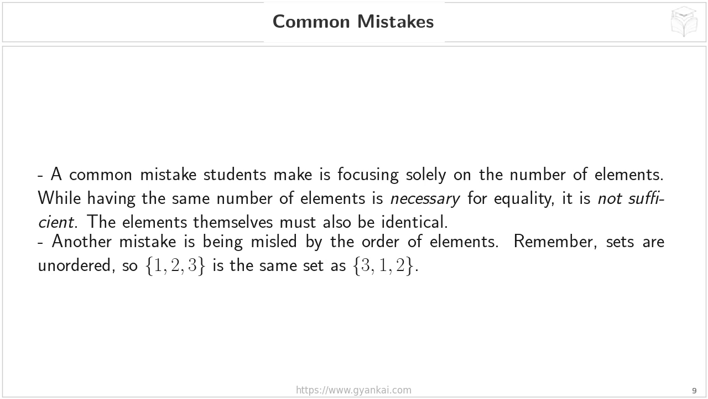Another mistake is being misled by the order of elements. Remember, sets are unordered, so 1, 2, 3 is the same set as 3, 1, 2. This is a really important point. We saw this demonstrated in examples 1 and 2. Sets don't care about the order in which you list the elements. Whether you write a set as 1, 2, 3, or 3, 1, 2, it represents the exact same collection of items. So, don't let the arrangement of the elements trick you into thinking the sets are different when they're not.